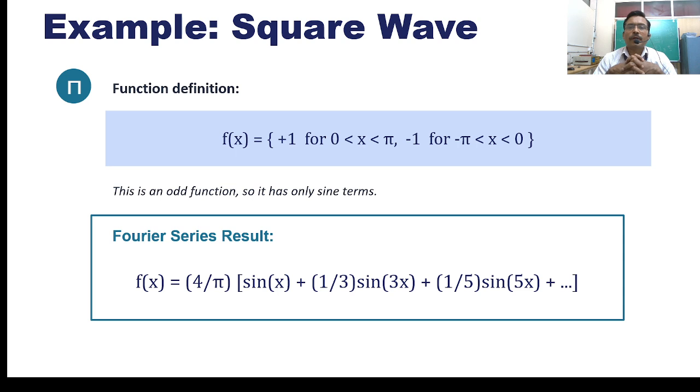Let us take the Fourier series expansion of a particular function called the square wave function, which is defined as minus 1 between minus pi and 0, and 1 from 0 to pi. The Fourier series expansion of this contains only sine terms just because it is an odd function. After finding this bn, we will get the answer as 4 by pi times sin x plus sin 3x by 3 plus sin 5x by 5 plus sin 7x by 7, etc.